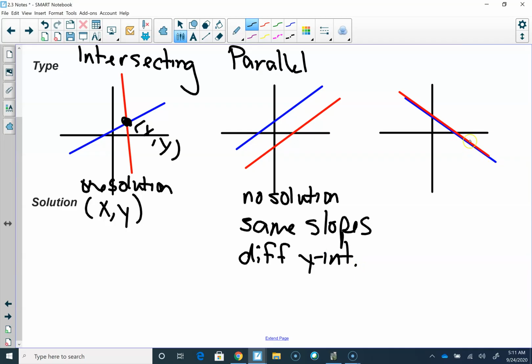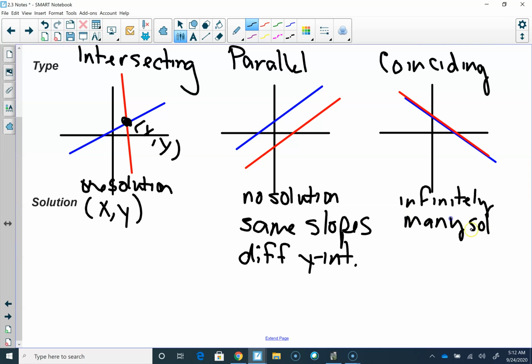And lastly, these two lines are right on top of each other, and those are called coinciding lines. And they have infinitely many solutions. And when I say infinitely many, if I were to pick a point on both lines, it would keep going. But it's not all real numbers, because if I were to pick a point over here, if it was all real numbers, that point would work, and it doesn't. Or a point up here, that point doesn't work either. So it's not all real numbers, so make sure you don't make that mistake on the test.